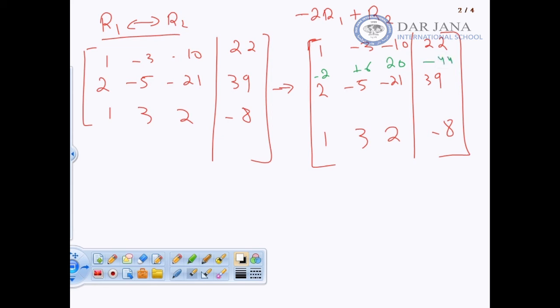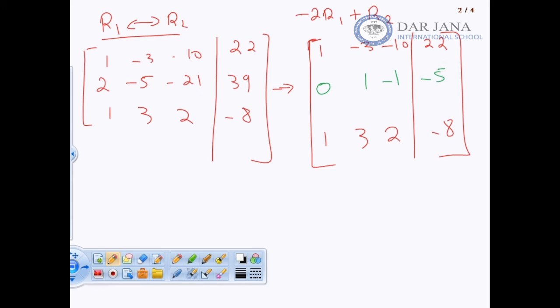Okay, let's add them. Negative 2 plus 2 is 0. Positive 6 plus negative 5 is 1. Next, negative 21 plus 20 is negative 1. And 39 plus negative 44 is negative 5. So I can simply write here 0, 1, negative 1, and negative 5.